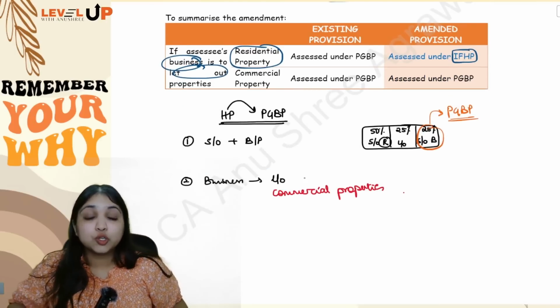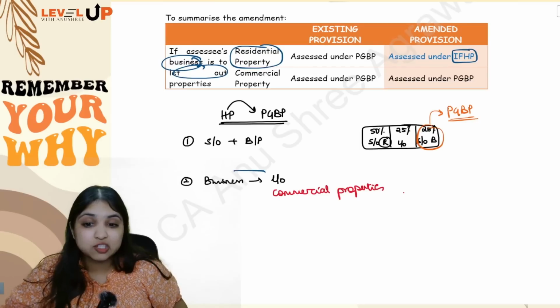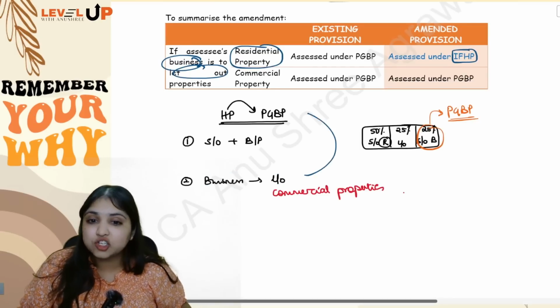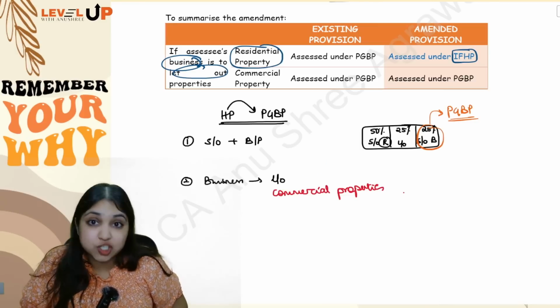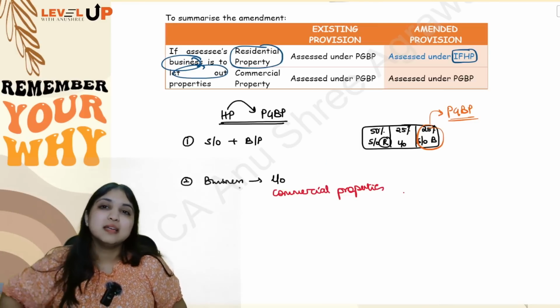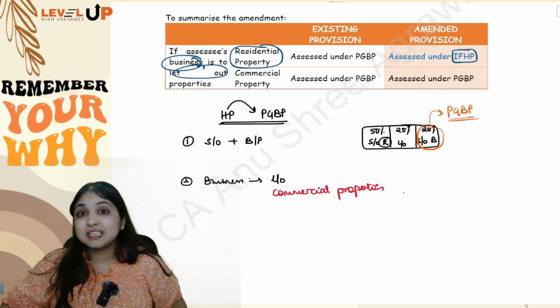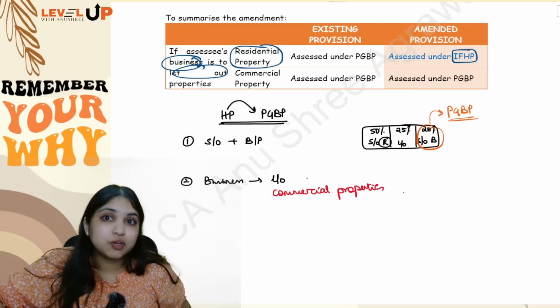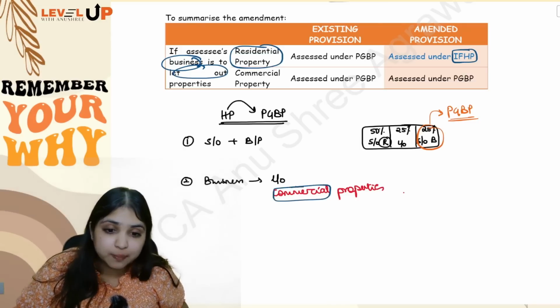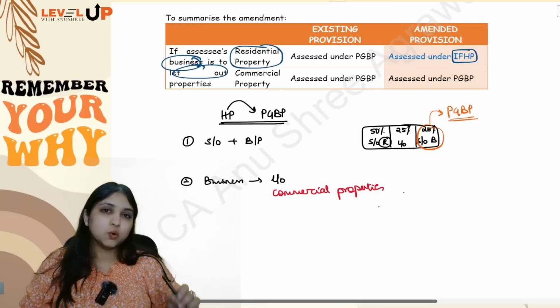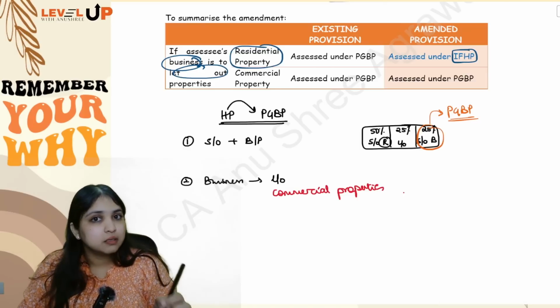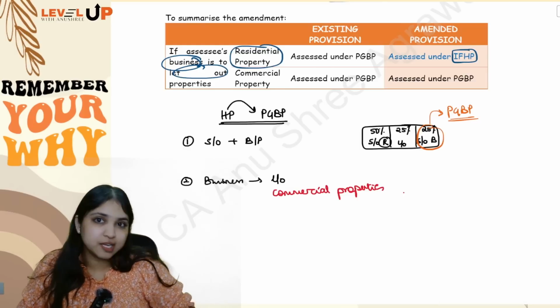They were trying to indicate as if it is their business to let out properties, and even residential properties they were assessing under PGBP, so that taxable income is less and tax is less. So therefore the finance minister said nothing doing. Only if your assessee is in the business of letting out commercial properties, only commercial properties will go under the PGBP head, but residential property will stay under the IFHP head only.